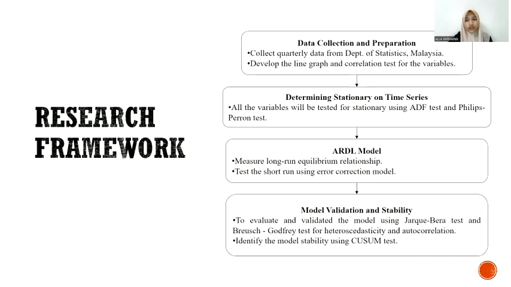Next is the research framework. Firstly is data collection and preparation. We collect the quarterly data from the Department of Statistics Malaysia and develop the line graph and correlation test for the variables. Secondly is determining stationarity of the time series. All the variables will be tested for stationarity using the ADF test and Phillips-Perron test. Thirdly is the ARDL model, first to measure the long-run equilibrium relationship and then to test the short run using the error correction model.